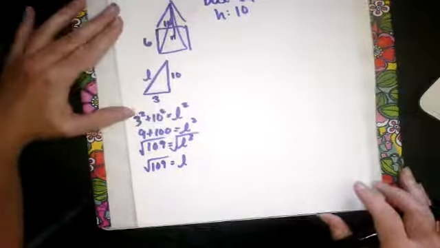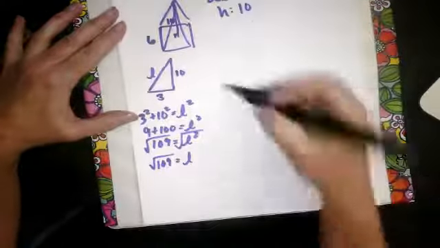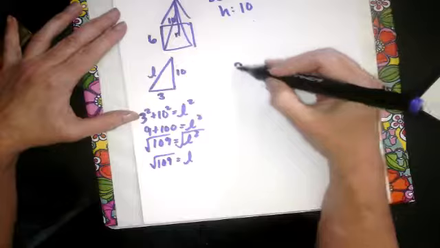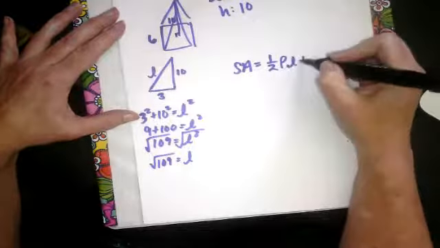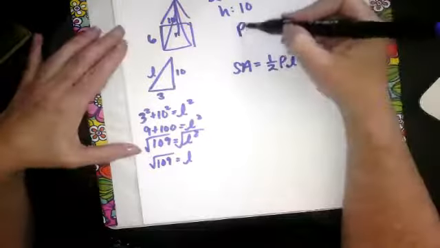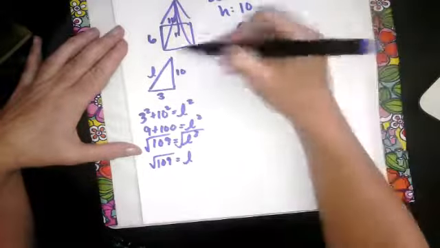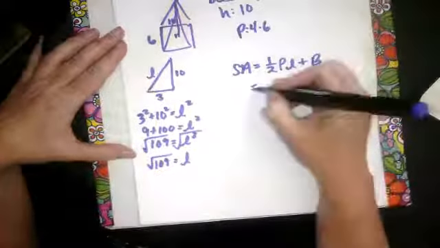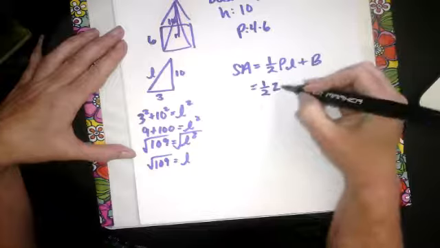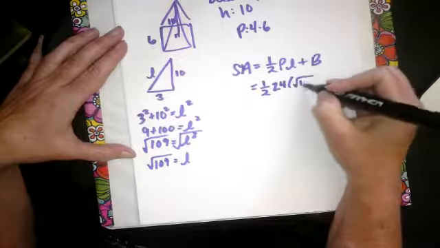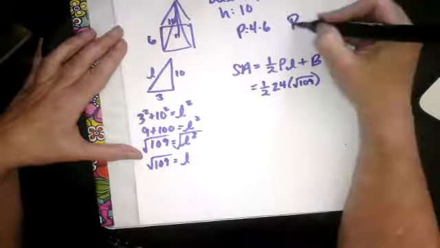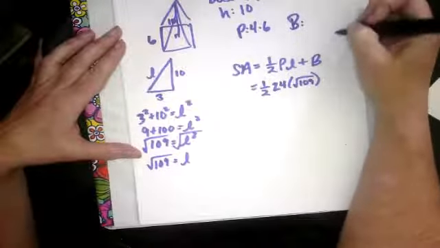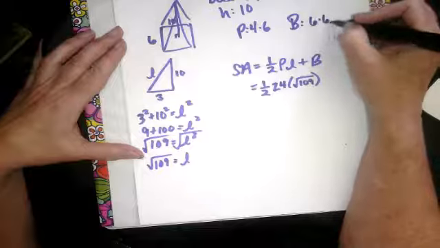So when I want to do the surface area, the surface area is equal to 1/2 the perimeter of the base times the slant height plus the area of the base. So the perimeter of the base I need, so that's going to be 4 times 6 because it's a square with a side of 6. So we're going to do 1/2 times 24 times the square root of 109. I'm going to type that into my calculator. And then the area of the base is going to be 6 times 6 because it's a square, and that's 36.